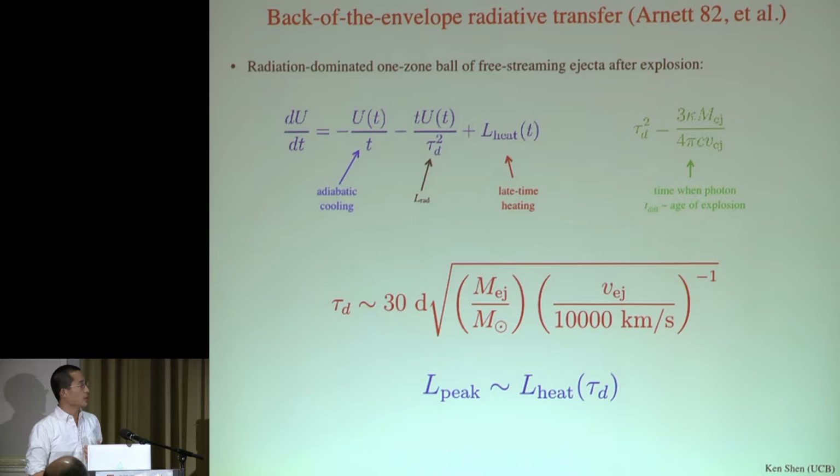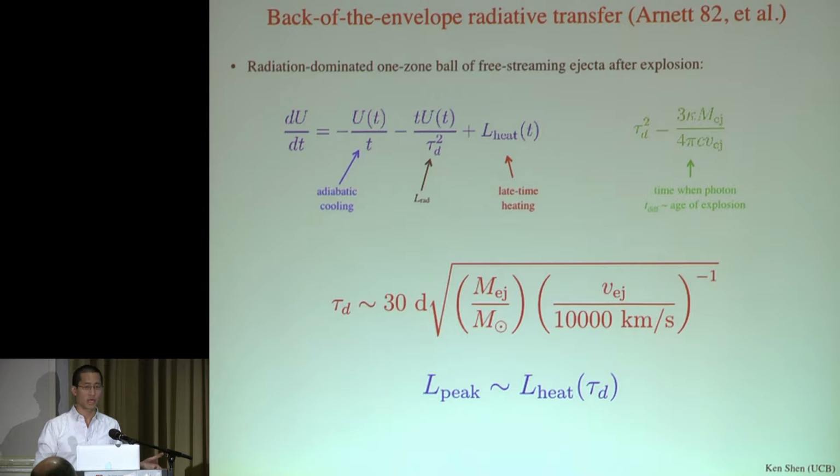Here we have low ejecta masses and high velocities, and so we tend to get diffusion times that are something like weeks instead of a month or so. Let me also say that the deflagration case, because it didn't burn everything, has lower velocities, so that actually counteracts the fact that there's lower ejecta mass as well. So those aren't quite as rapidly evolving as you might otherwise expect.